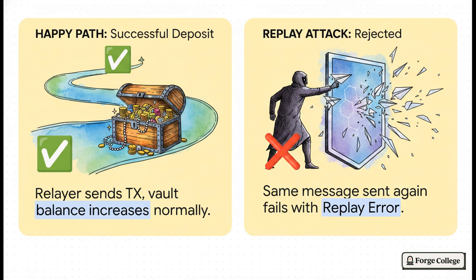But then we simulate an attack, a replay rejected scenario. We try to submit that exact same signed message a second time. And beautifully, it fails with a replay error, and the vault balance remains completely untouched. Our durable nonce works exactly as intended.